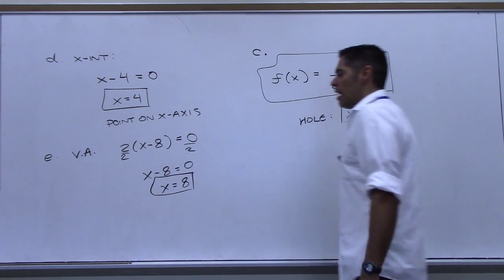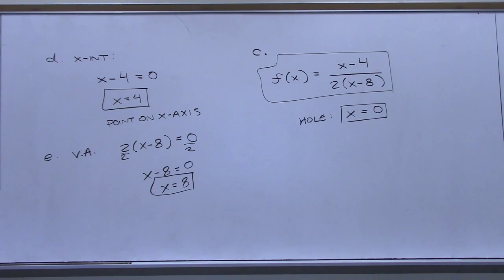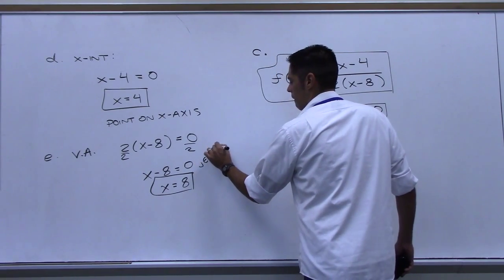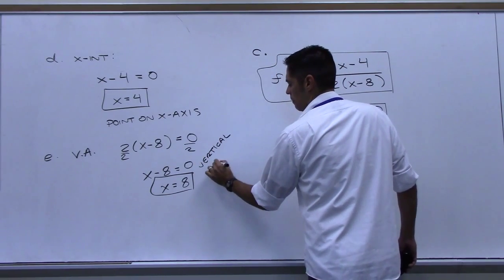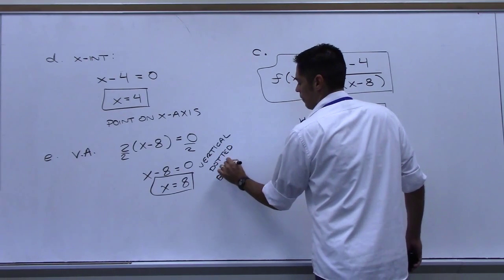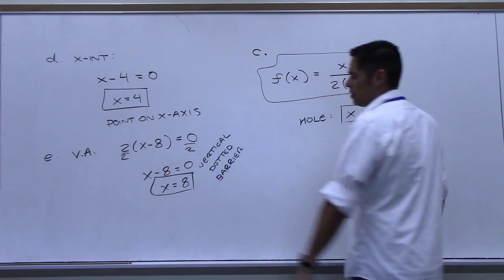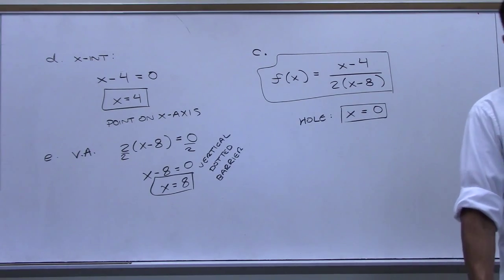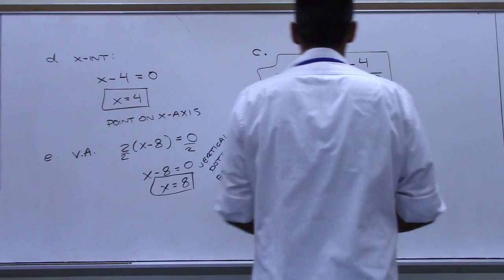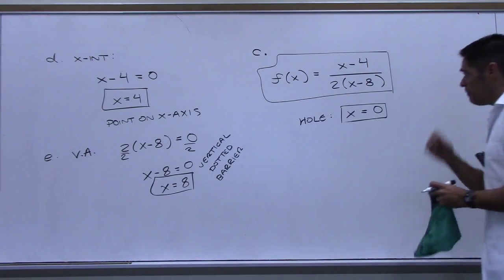What is this on my graph? Vertical dotted line that you cannot cross, right? Vertical dotted line. And we actually called it a barrier, didn't we? Because we are not allowed to cross it. We good? Okay.